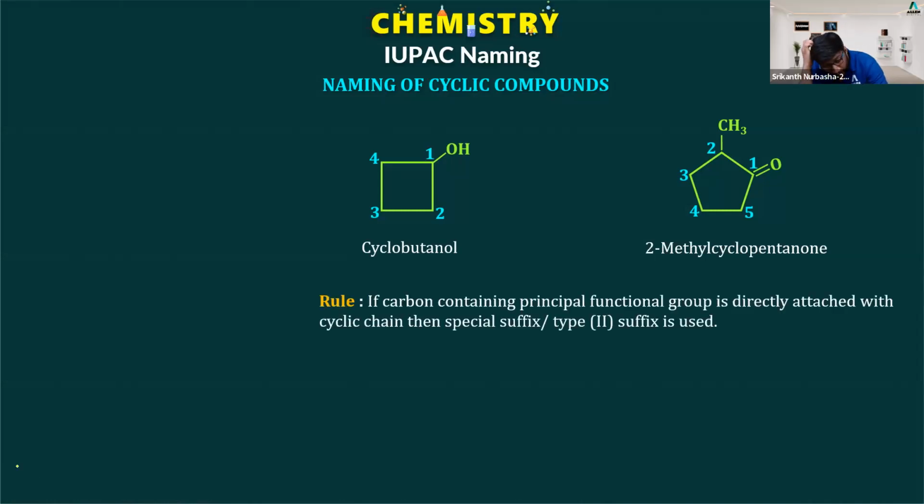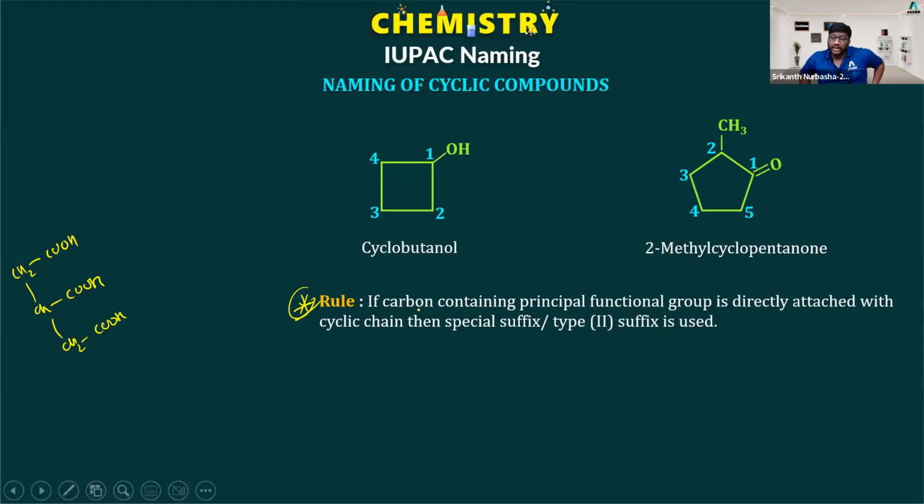Next rule is, if the carbon containing the principal functional group is directly attached to a cyclic chain, then the special suffix or type 2 suffix is used. Type 2 suffixes we have used earlier also, in such cases like COOH, CH2COOH. Here also we have used type 2 suffixes. If a carbon containing the principal functional group is directly attached to a cyclic chain, then the special suffix or type 2 suffix is used.